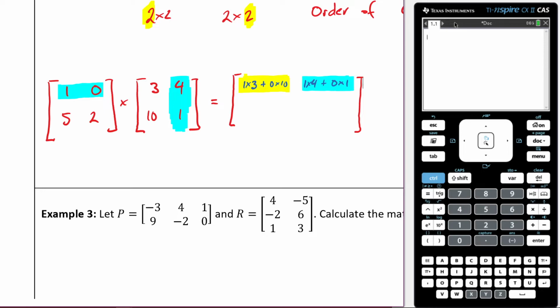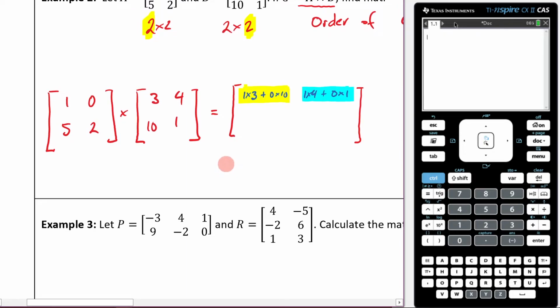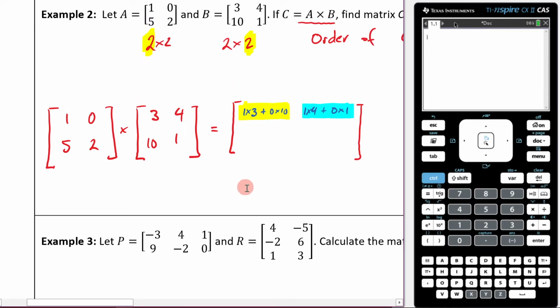Then we continue. Let me rub out this and that. And I just rubbed out some numbers. Whoopsie daisy. That was 0 and that was 1, right? That's correct. Good. All right, we continue. I now am going to figure out this element. I now am in the second row, so it's the second row in the first column. All right, 5 times 3, plus 2 times 10.